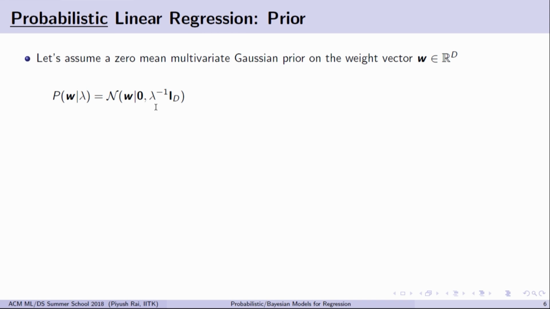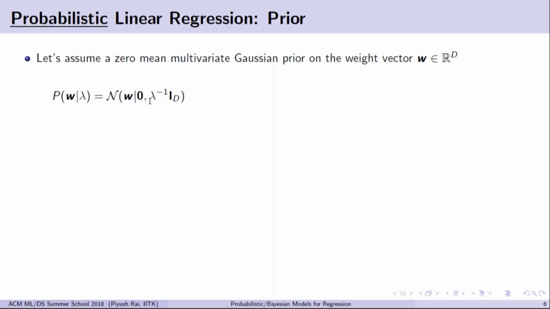This is related to the idea of regularization, because when we regularize coefficients, we want them to take small values. The probabilistic way of incorporating the same knowledge in our model is to say that the parameter we are trying to estimate has a prior with 0 mean and some covariance matrix, because it's a Gaussian, so it needs a covariance matrix as well. The covariance matrix is defined by lambda inverse times I_d, where I_d is the identity matrix.